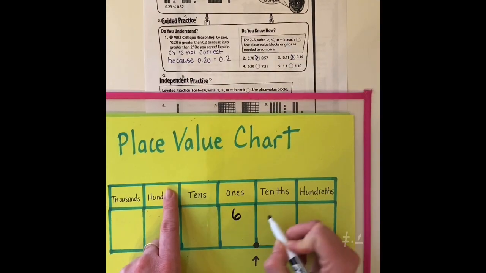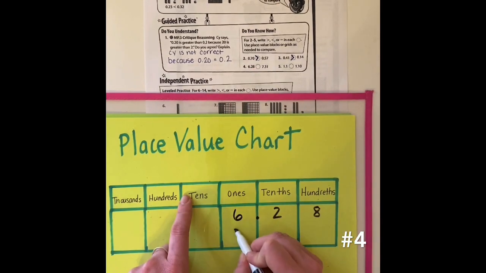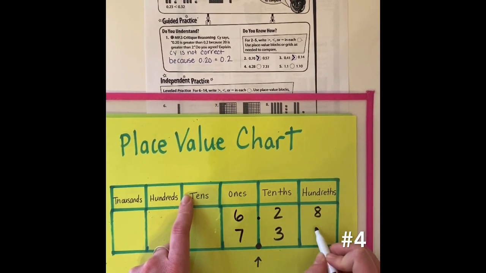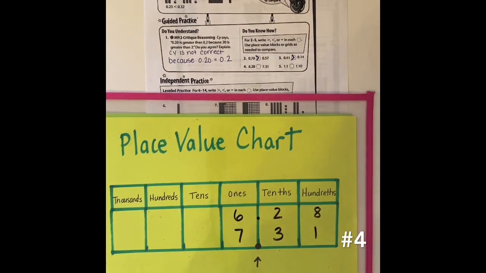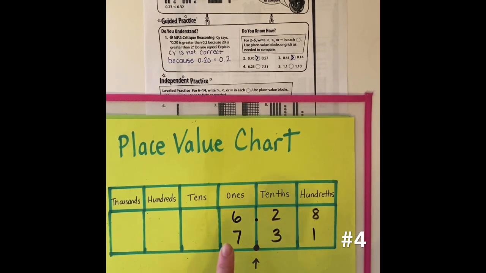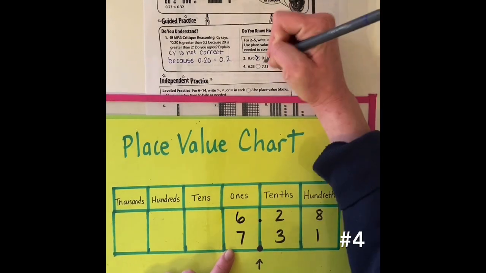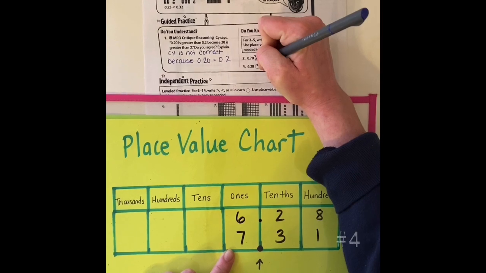I have 6 and 28 hundredths, and then 7 and 31 hundredths. It would be like if somebody had $6.28 and somebody had $7.31. Who has more money? The person who has $7.31. Start on the left. They're different here, so we can say that 7 and 31 hundredths is greater.